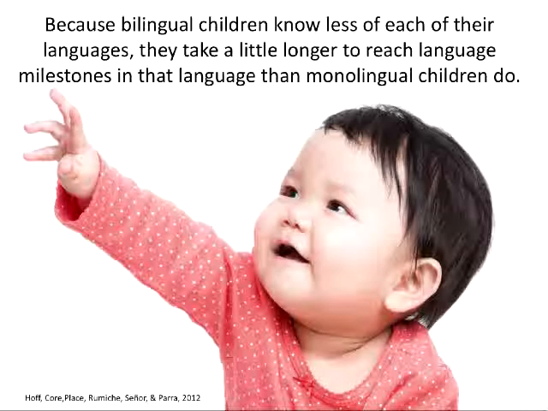Sometimes we hear children should be combining words in a language by age 2, but if they know less of their two languages, then they would not necessarily meet that milestone by age 2. Some bilingual children will, and some bilingual children won't. And that's what we really mean when we say there's no average bilingual child. We have to take each child case by case, depending on the language learning environment that they're living in. All of a child's language skills are going to depend on their language learning experience.